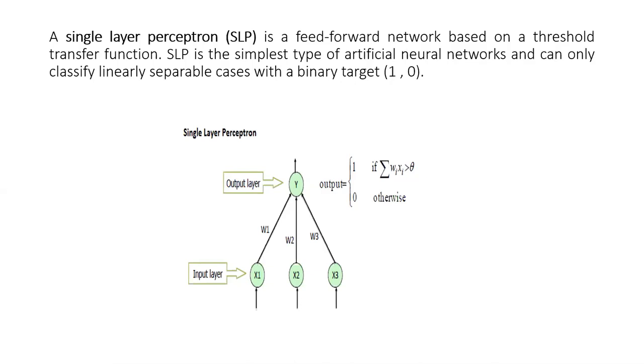So what is a single layer perceptron? A single layer perceptron is a feed-forward network based on a threshold or activation function. It is the simplest type of artificial neural network and can only classify linearly separable cases with a binary target, 1 or 0. That means the output belongs to either 0 or 1. If the value is greater than the threshold value, we choose one class, and if it is less than the threshold value, we choose the other class.